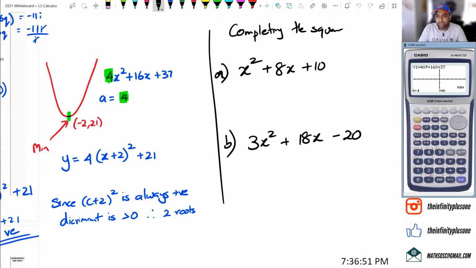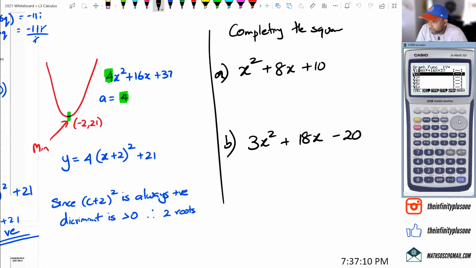Joseph, just draw it in the graphics calculator, get the vertex, and then once you get the vertex, you just need to rewrite the equation in vertex form, and that's completing the square. All right, so I'm going to do question A, guys, because we're mindful of time at the moment. So what have we got?